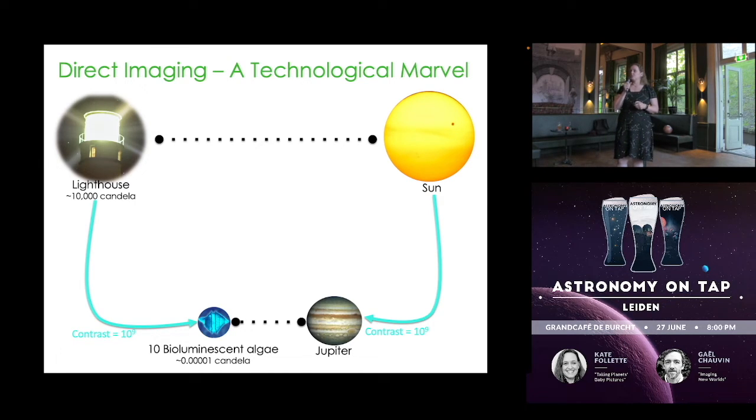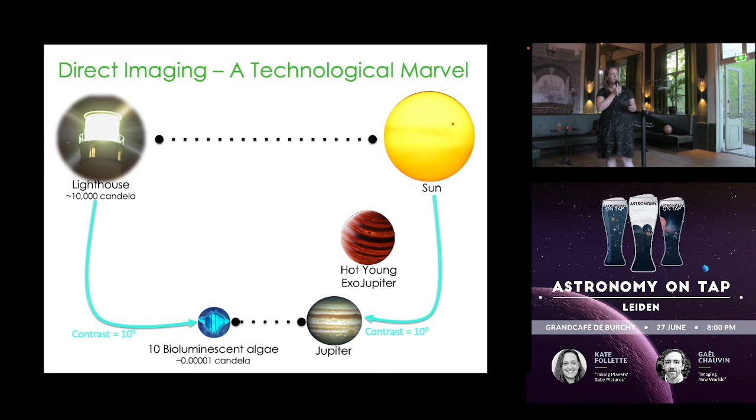So this is super great. It would be great if we can do this. We can't, I'm sorry to tell you. What we can do is something 3 orders of magnitude brighter, which is that right now, with current technology, we can image young versions of Jupiter that are still glowing from the leftover heat from their formation process.